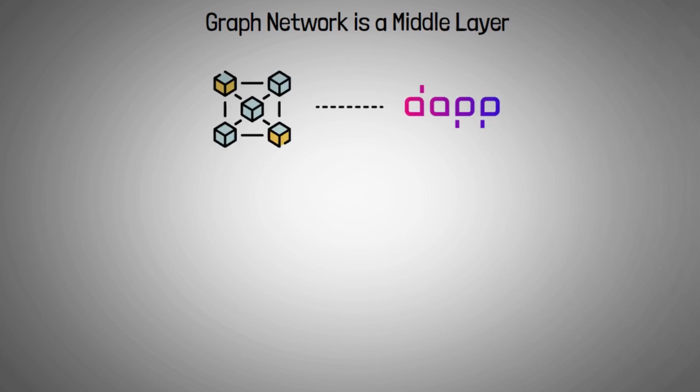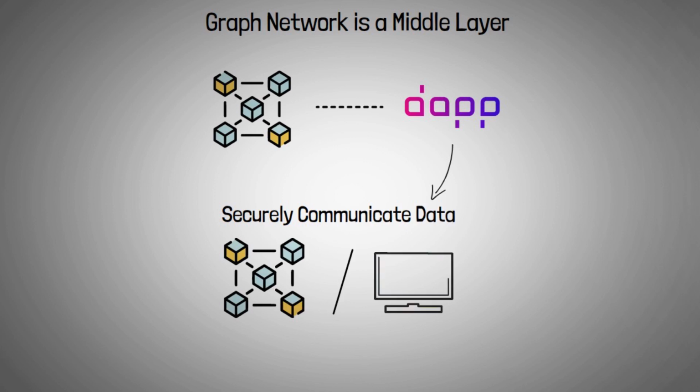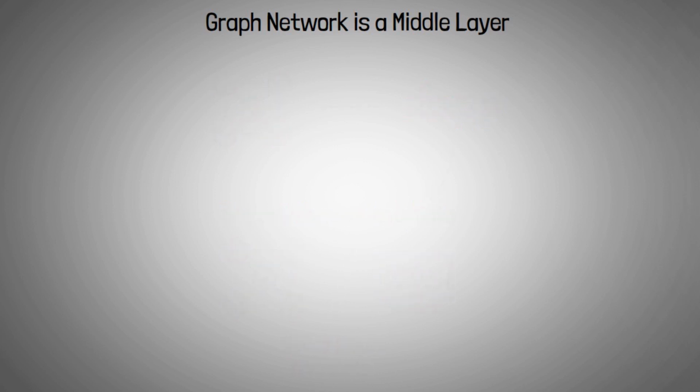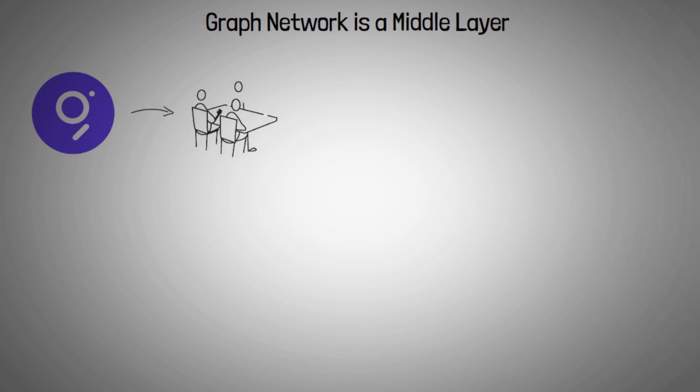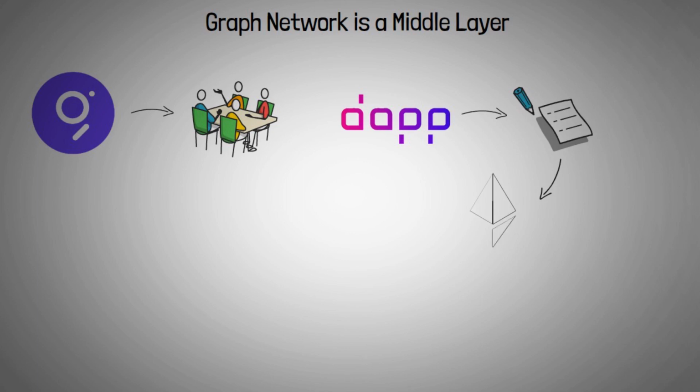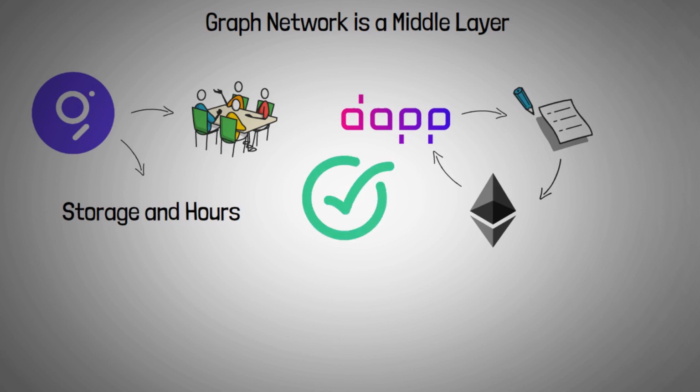When creating decentralized applications, there needs to be a way to securely communicate data between the blockchain and the user-friendly front end, plus the web of smart contracts structuring the application. The Graph protocol makes it easier for developers to create dApps by organizing smart contract data on Ethereum. The protocol saves developers tremendous amounts of storage and hours, creating reliable and efficient data feeds from the blockchain.